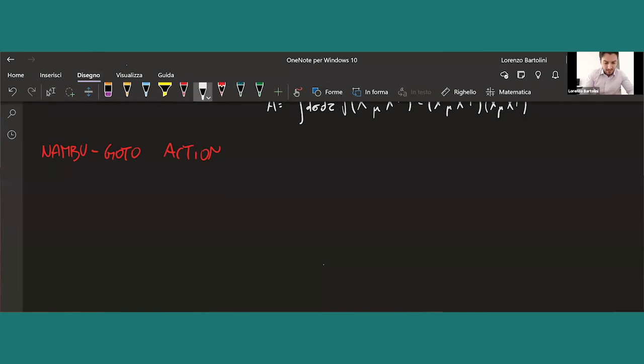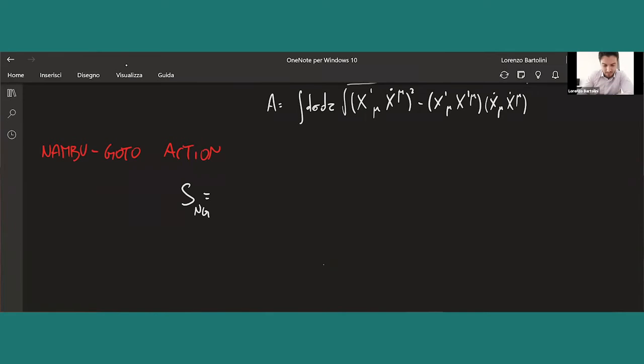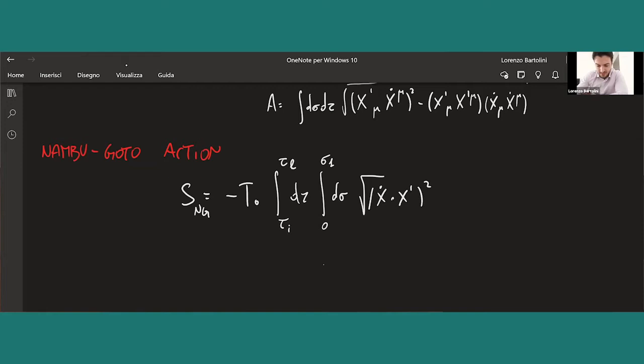And this is given simply by this. It's called S Nambu-Goto, minus T0, which is an overall constant, the integral from initial time to final time, integral from zero to some coordinate sigma one, which denotes the endpoints of the string, dsigma, and then the integral over x, where the dot product, I use it for shortness sake, is this mu nu contraction. And the squared also, of course, is performed by contraction with themselves.